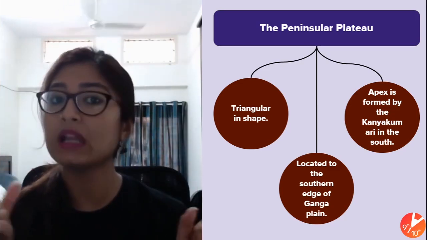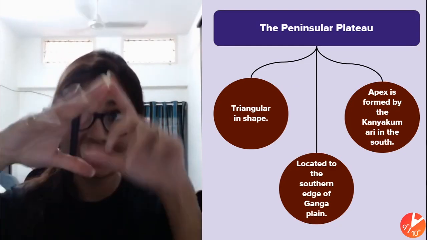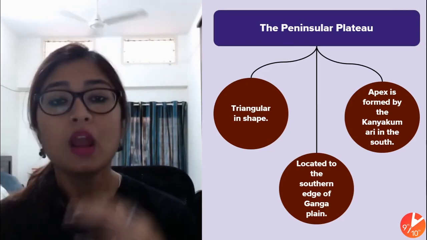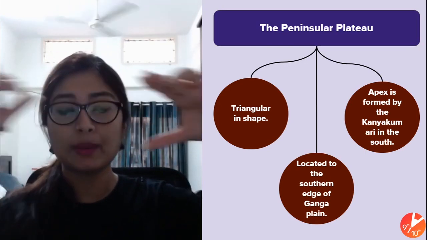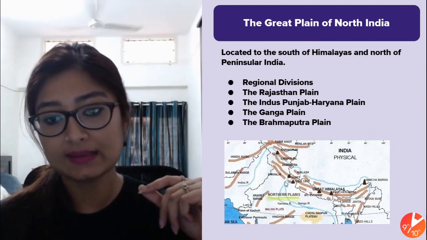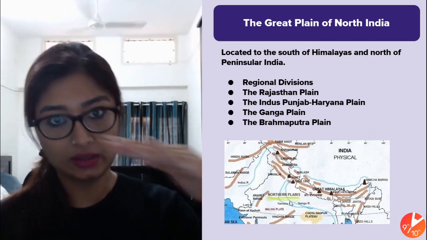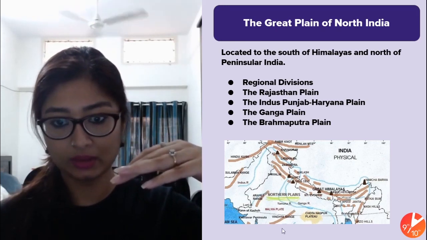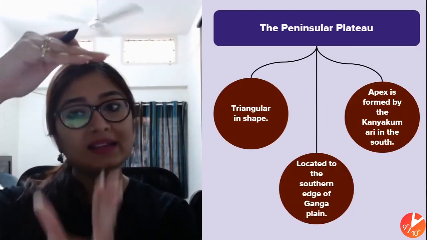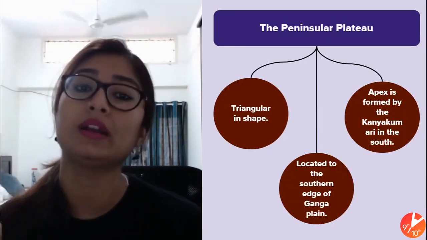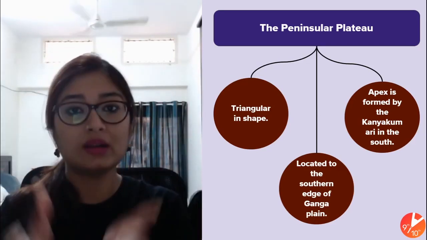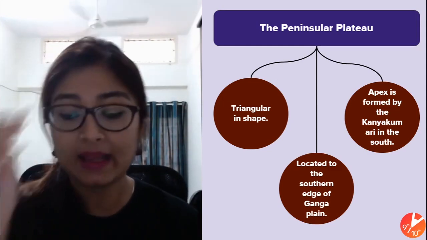Now where does it lie in our country? Somewhere in the peninsular region, the triangular part that we have, and that is why this is also triangular in shape. Now it starts right from the southern edge of the Ganga plain. We saw where the Ganga plain was, right? If I go back to this picture, you can see that this part is the Ganga plain. So it starts somewhere here in the southern part and then goes down in an inverted triangular shape, the northern part being its base and the apex, the point, being near Kanyakumari in the south. So it's located to the southern edge of the Ganga plain, goes down in a triangular shape, and the apex is formed by Kanyakumari in the south.